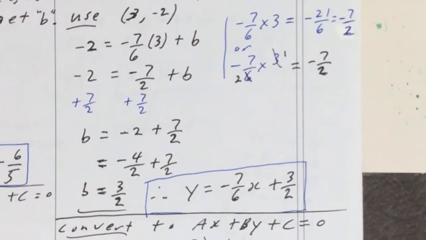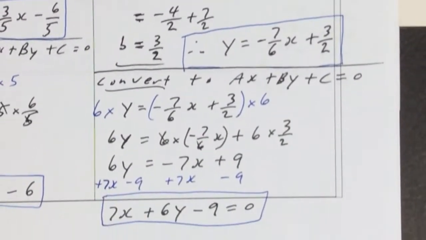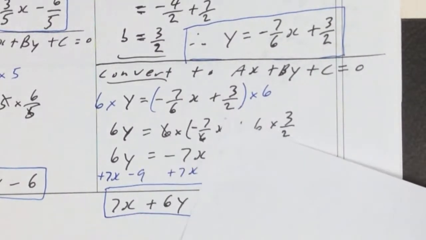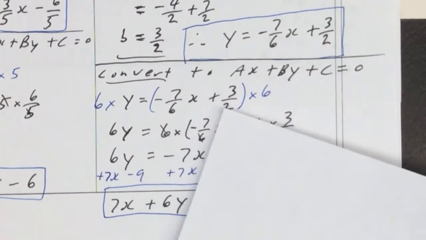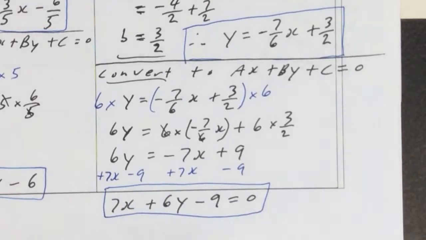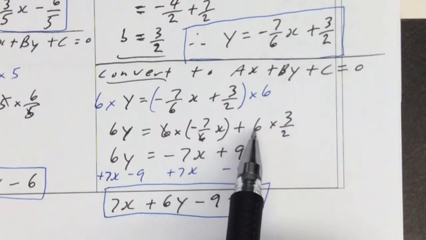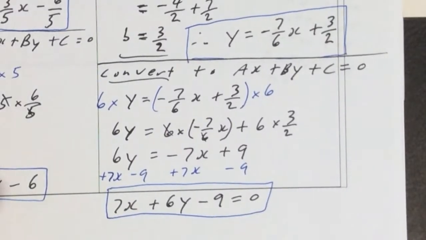Okay, so now you want to convert that to standard form. And it's the same way we've been doing all along. Going to multiply both sides by 6, because 2 is a factor of 6. Okay, so we just need 6, not 6 and 2. And get 6y equals negative 7x, and 6 times 3 over 2 is 9. Rearrange it, and we get the nice standard form.